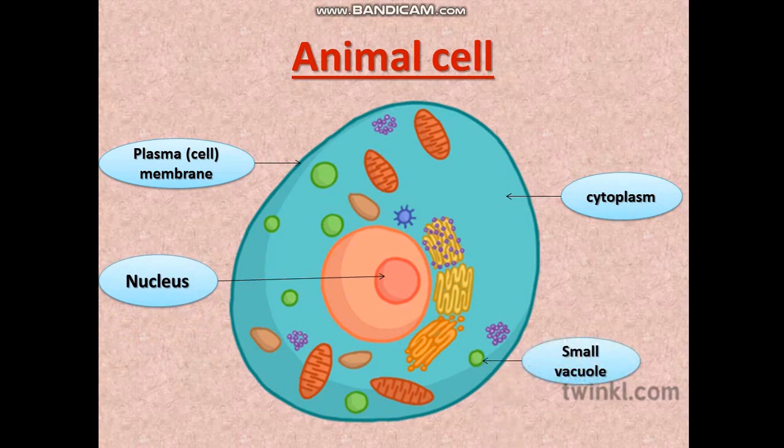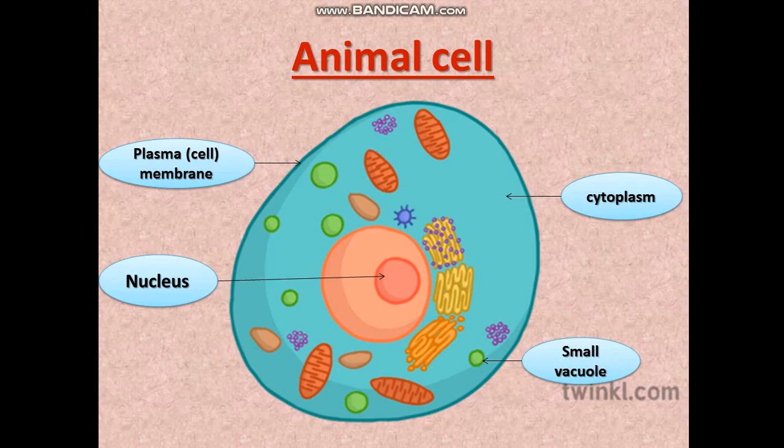Who can tell me the difference between animal cell and plant cell? Yes, plant cell has a cell wall, but animal cell doesn't have a cell wall. Plant cell has green plastid or chloroplast, but animal cell doesn't have chloroplast or green plastid.